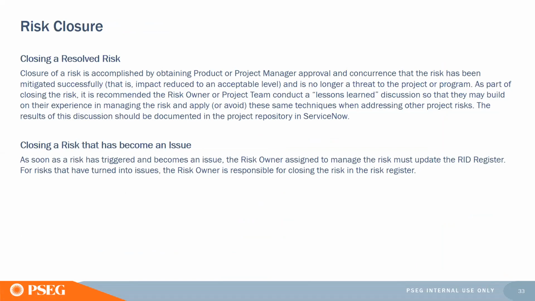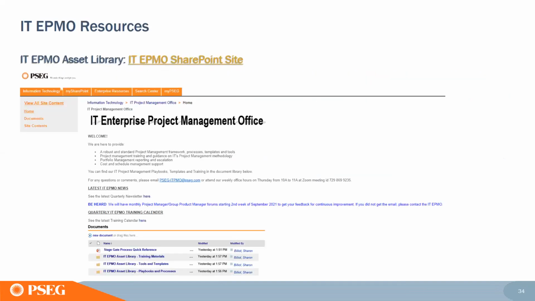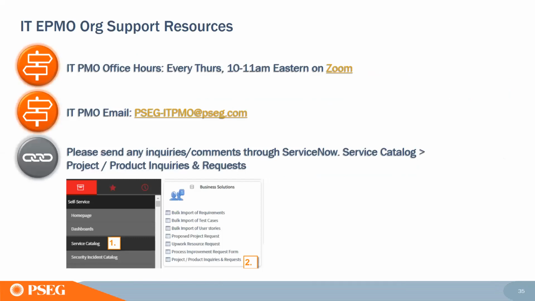An issue is a risk that has been realized. As soon as the risk is triggered and it becomes an issue, the risk owner assigned to that risk manages the risk and updates the RID register. For risks that have turned into issues, the risk owner is responsible for closing the risk in the risk register. So that takes us through risk management planning from a waterfall perspective.